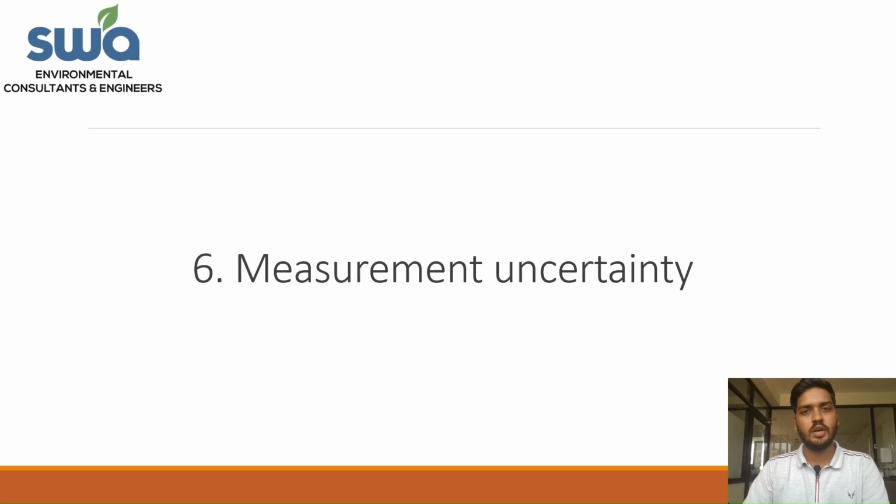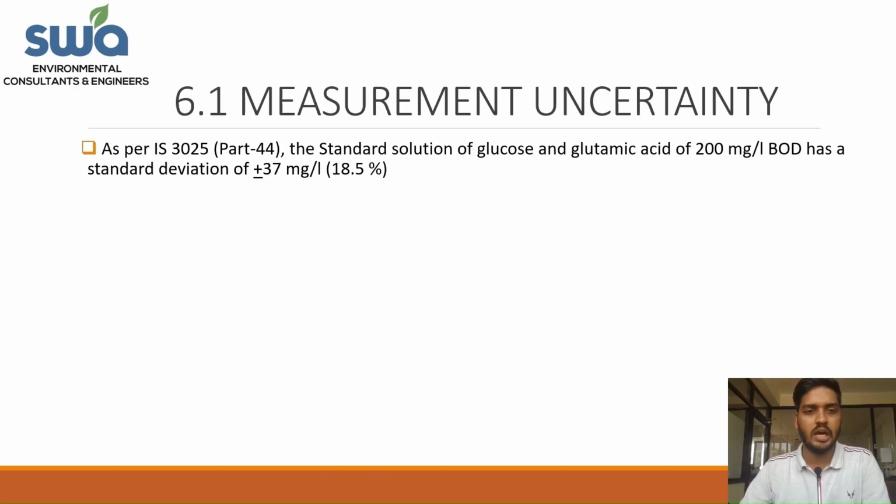Now let's see the data of measurement uncertainty for BOD. As per IS 3025 part 44, the standard solution of glucose and glutamic acid, which contains 200 milligram per liter of BOD, has the standard deviation of plus or minus 37 milligram per liter, which is 18.5%.